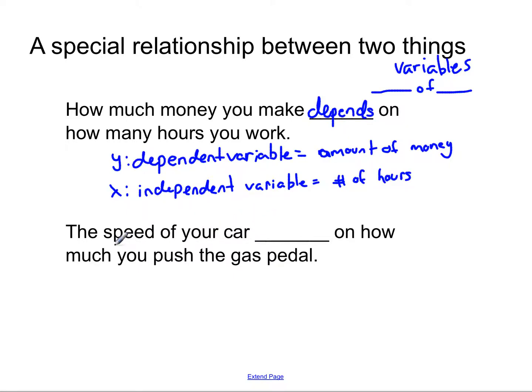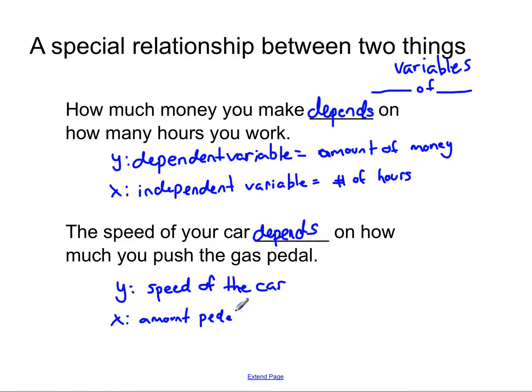Let's do one more example. Your speed of your car versus how much you push on the gas pedal. Well, again, the first one depends on the second. The speed of your car depends on how much you push on the gas pedal. So your dependent variable is going to be the speed of the car, and your independent variable is going to be the amount the pedal is pushed.